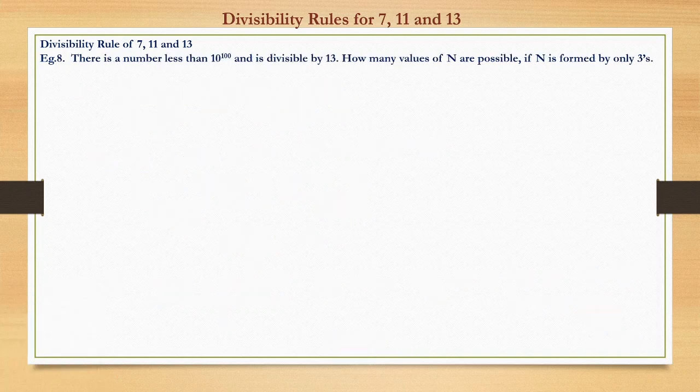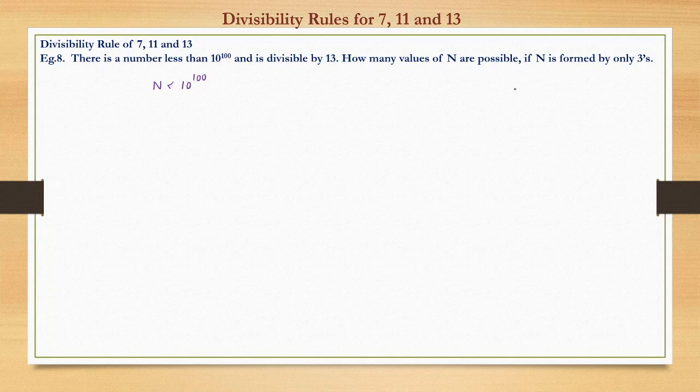So we'll see one more example. n is a number less than 10 raised to power 100 and divisible by 13. Find the value of n. How many values of n are possible if n is formed by only 3 each?